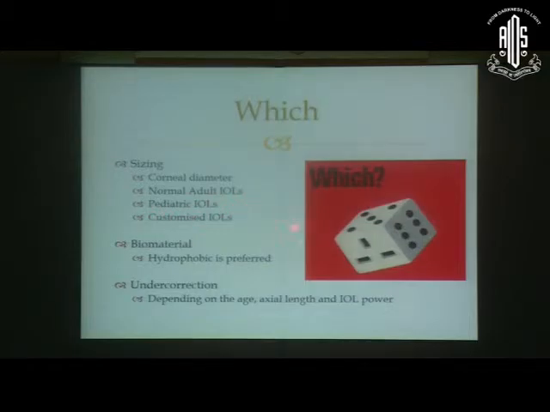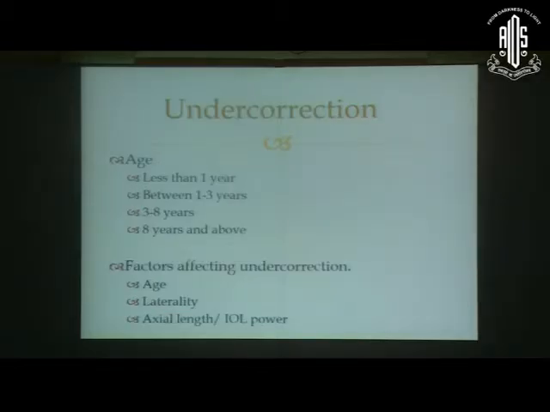And then there are customized IOLs also, which you can order from the company and get made. I have a talk afterwards, so I'm not taking it into this because it is not the topic. Hydrophobic is preferred over all the materials, whether it is 3-piece or single piece. Undercorrection, we will see.